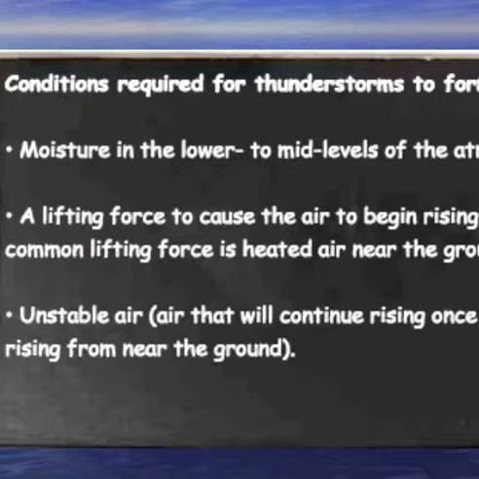Remember, stable means it stays in one spot. Unstable means that it's continuously moving. So unstable air that continues to rise. These three things are the conditions that need to be there for a thunderstorm to occur. Thunderstorms are not going to occur without these conditions.